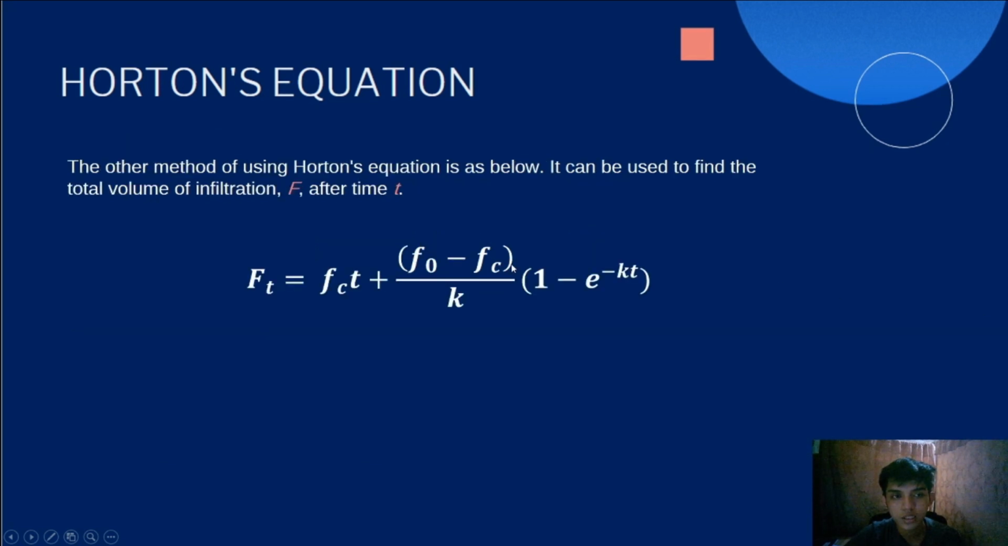And we have here a second equation made by Horton. The other method of using Horton's equation is as below. It can be used to find the total volume of infiltration F after time t. So we have here F sub t is equal to f sub c multiplied by t plus f naught minus f sub c over k multiplied by 1 minus e raised to negative kt. So the first equation, we need to remember that it is used to get the infiltration rate, while this second equation that we have here on our screen is an equation to get the total volume of infiltration.